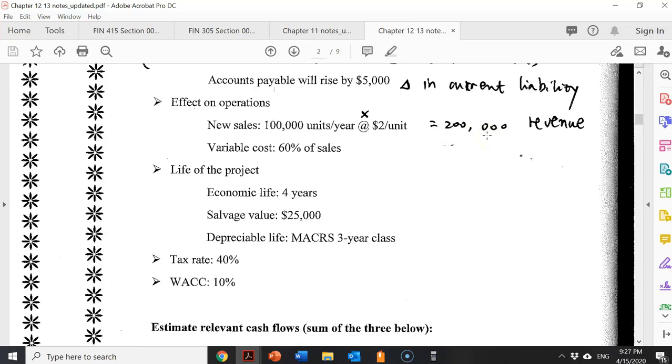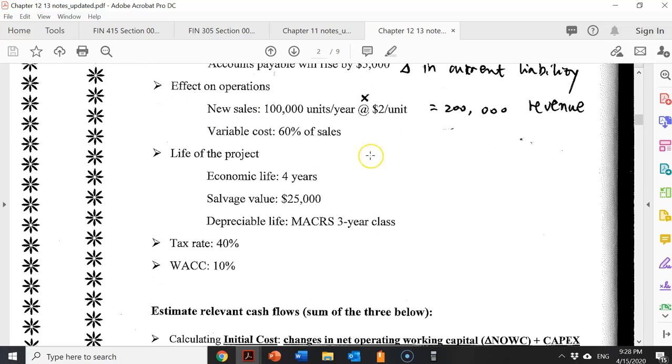For each dollar of sales revenue generated, we have a variable cost, which is 60% of the sales. We also know that the life of the project is 4 years as its economic life. The salvage value would be 25,000. We would have 25,000 value left after 4 years.